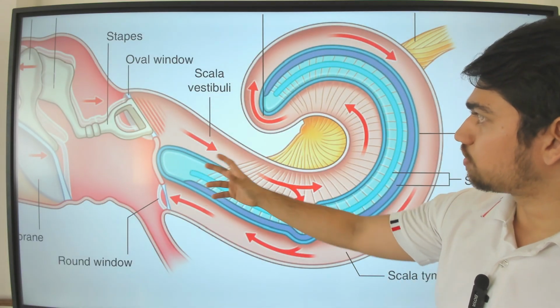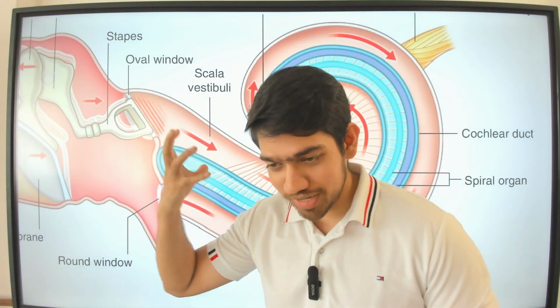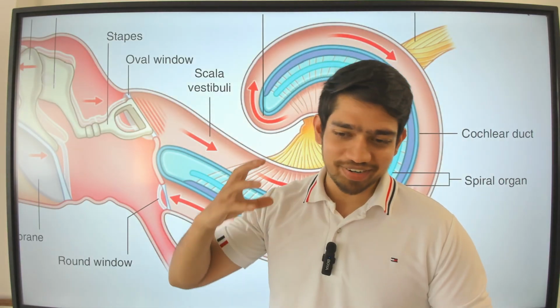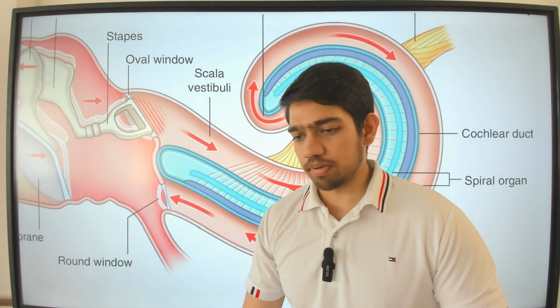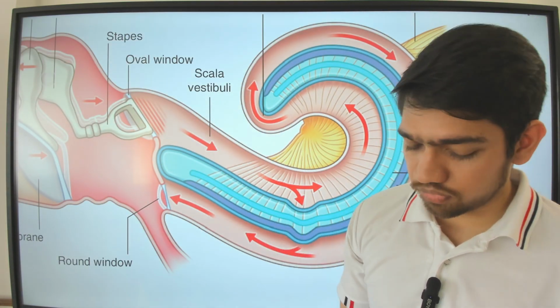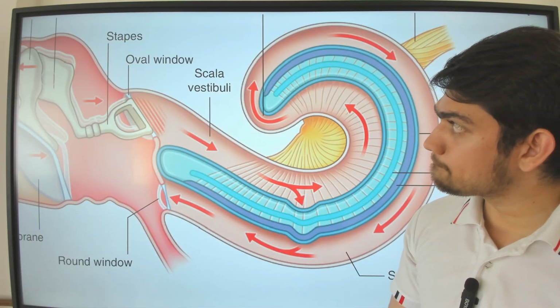Got it? After their job is done, they cannot remain inside the inner ear. They actually vibrate, right? So after a sound impulse is generated, they have to go out. They enter from the oval, they go out of the round. Got it? Clear?